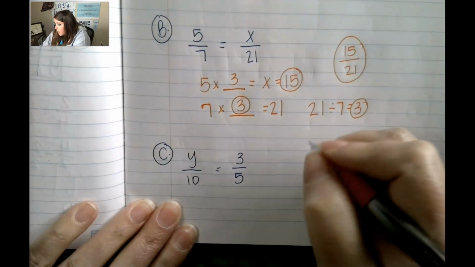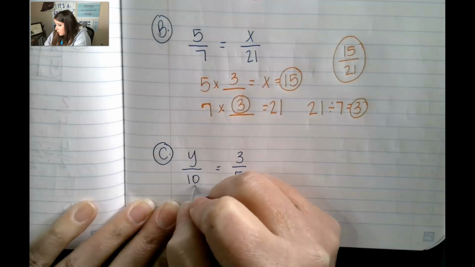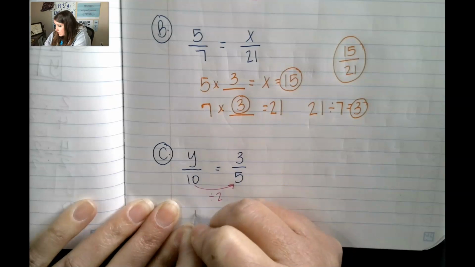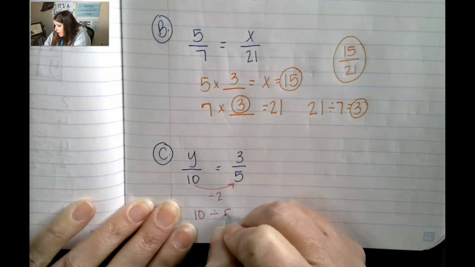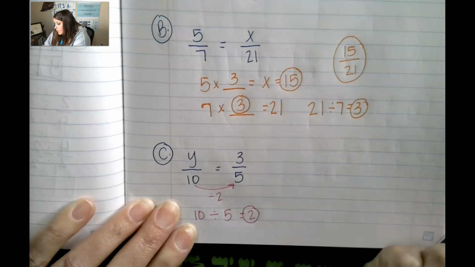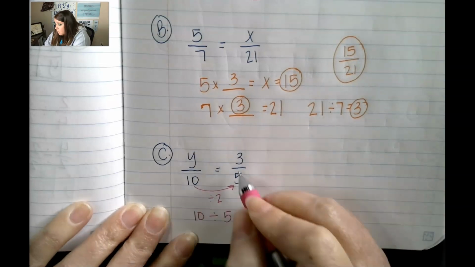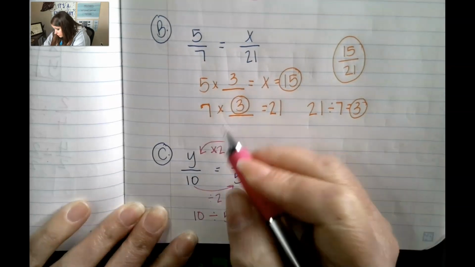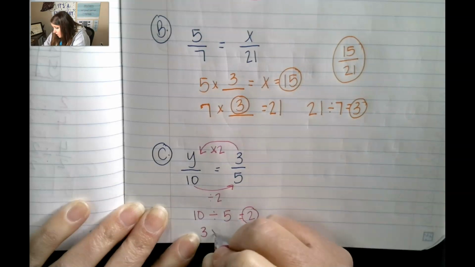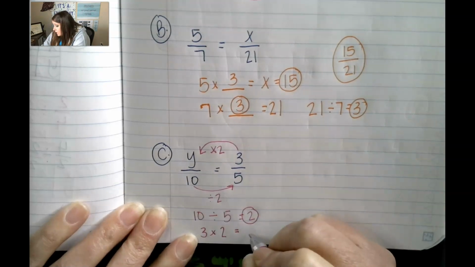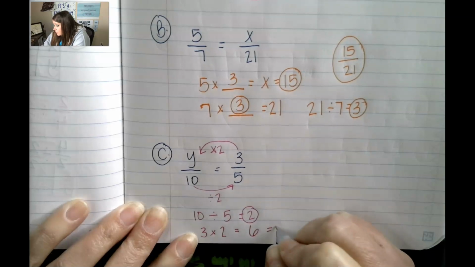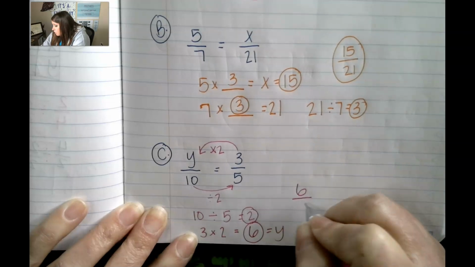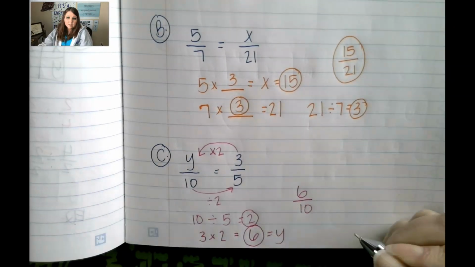Well, we're solving for y. So here, we're going to do 10 divided by 5 equals 2, and 2 becomes our mystery number. So on the top, to get to y, we're going to have to multiply by 2. So we get 3 times 2, and that's going to give us 6. So 6 equals y. So our final answer is 6 over 10.